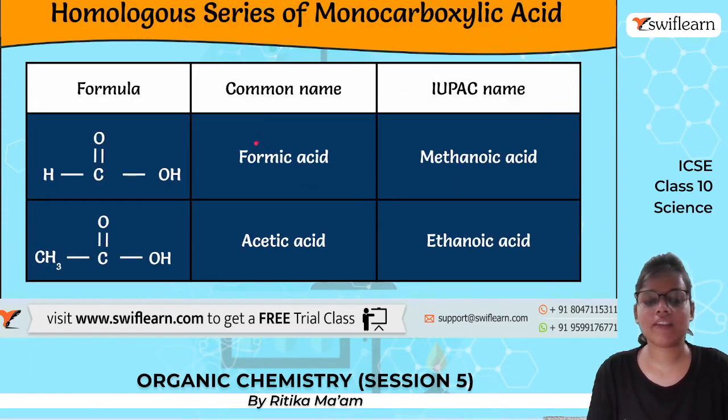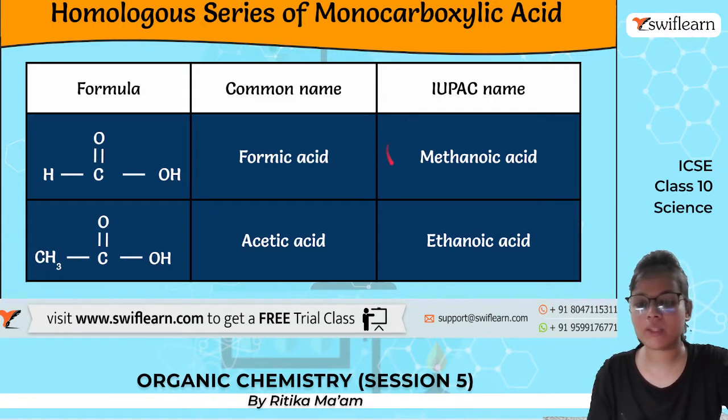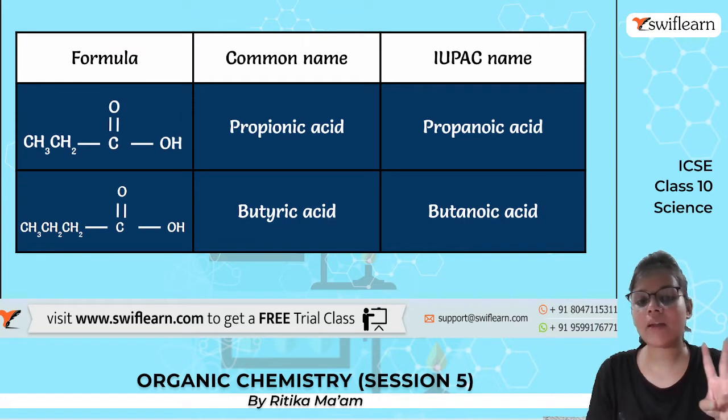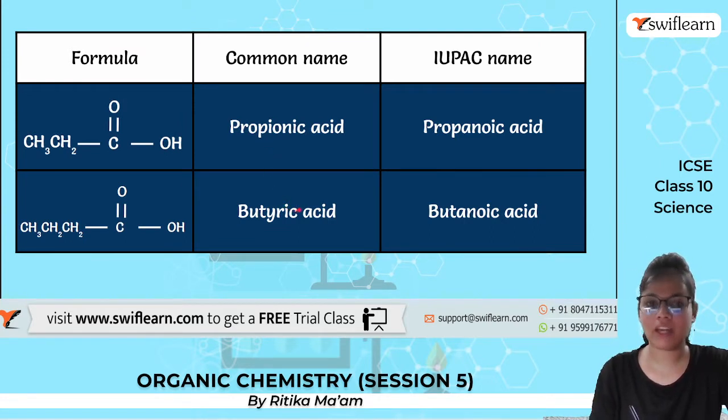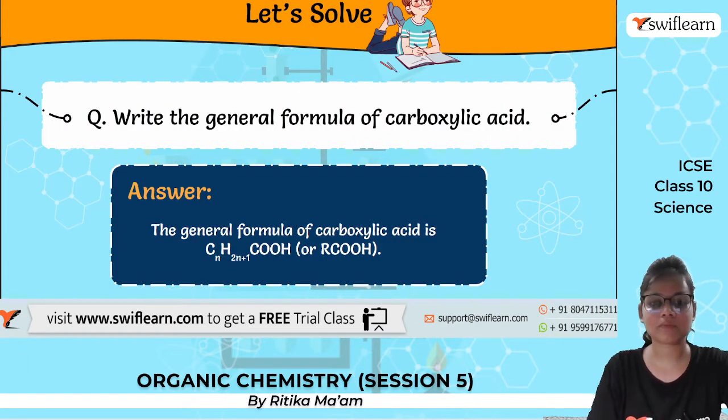So there is a homologous series of monocarboxylic acid which goes like formic acid, which is the nickname we have given, and the IUPAC name is methanoic acid. Methane, 1 carbon, as you all might be very familiar with this thing now, and oic acid is the suffix. Similarly, acetic acid is ethanoic acid. For 3 carbons, it is propanoic acid. For 4, it is butanoic acid, and the common name which we have given to butanoic acid is butyric acid.